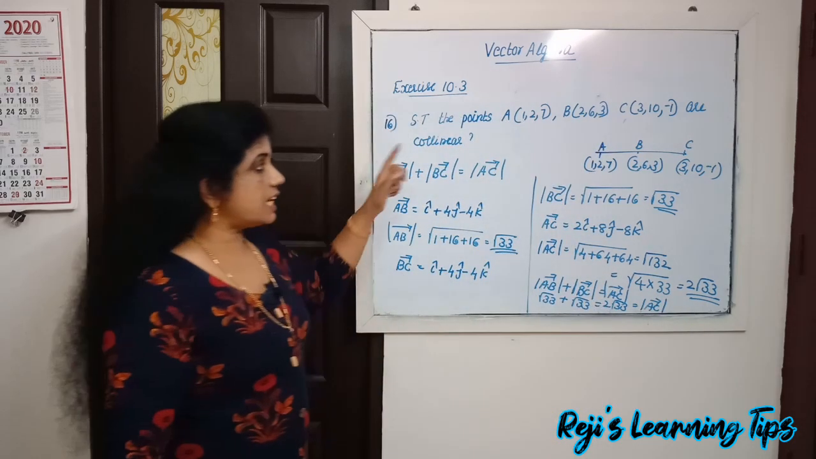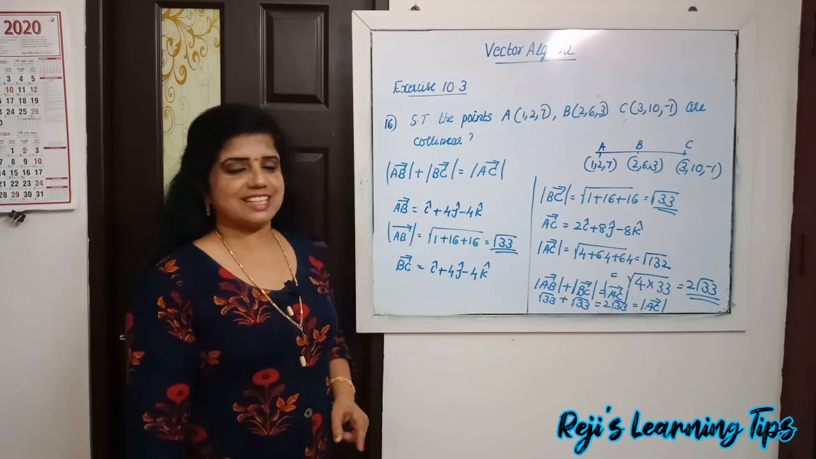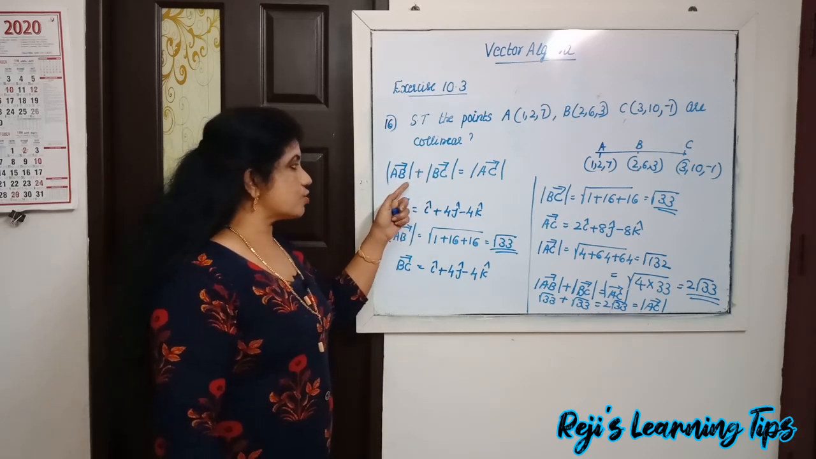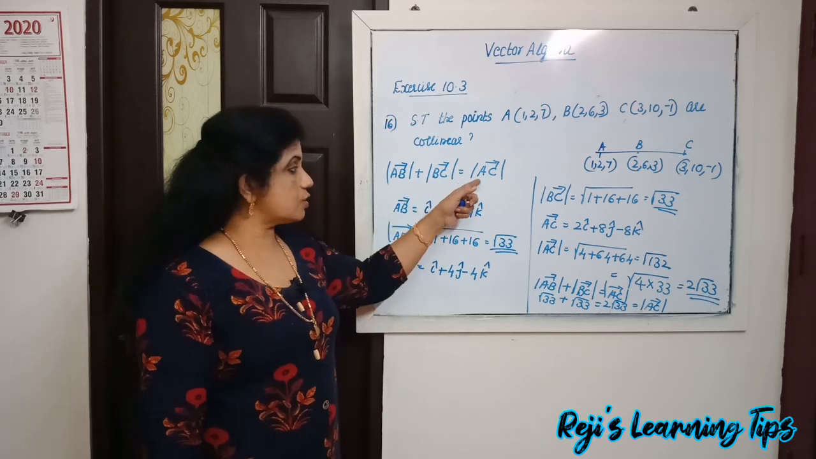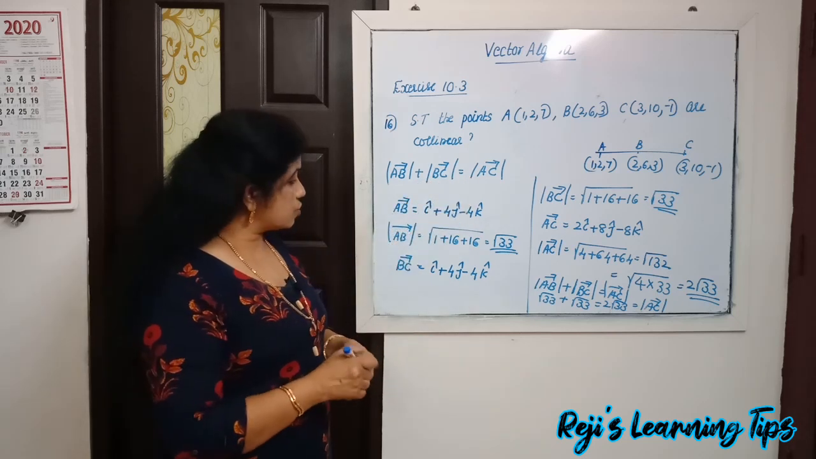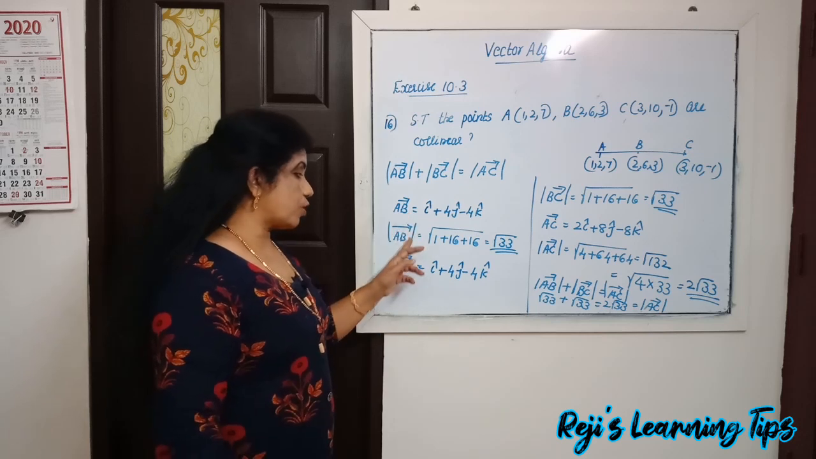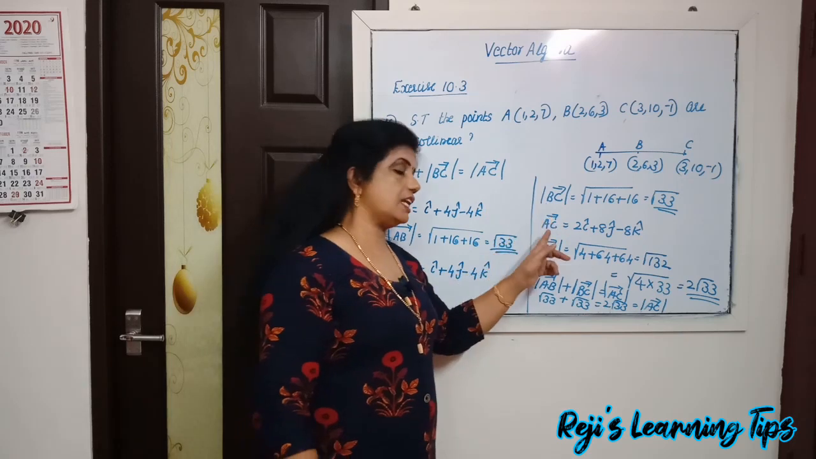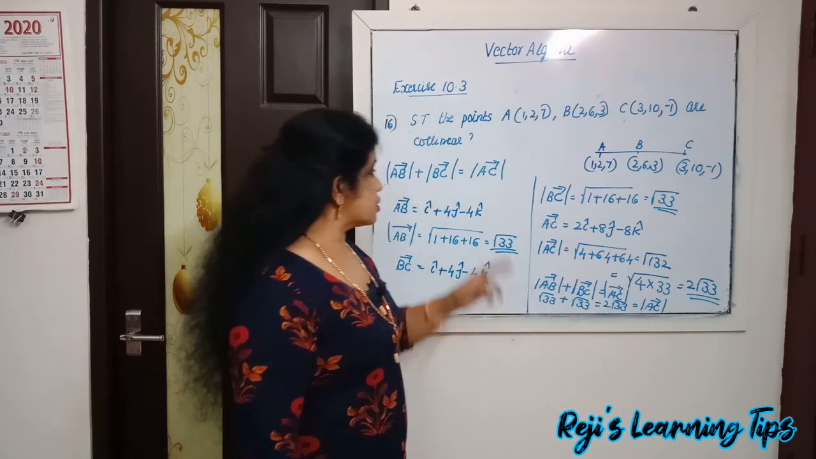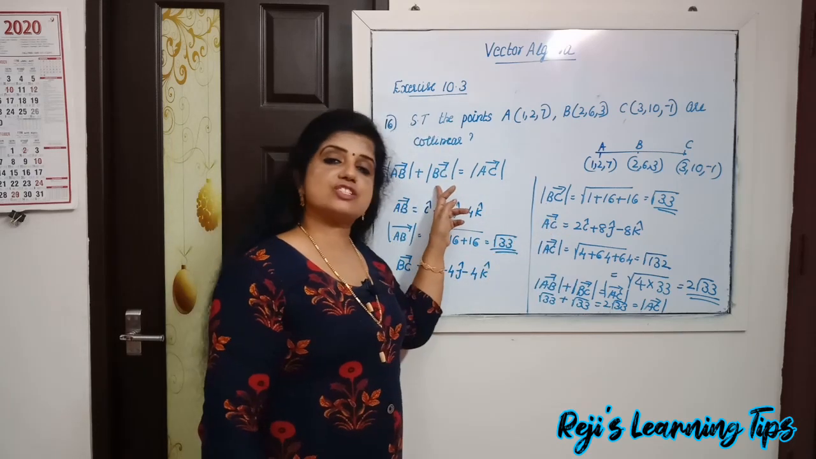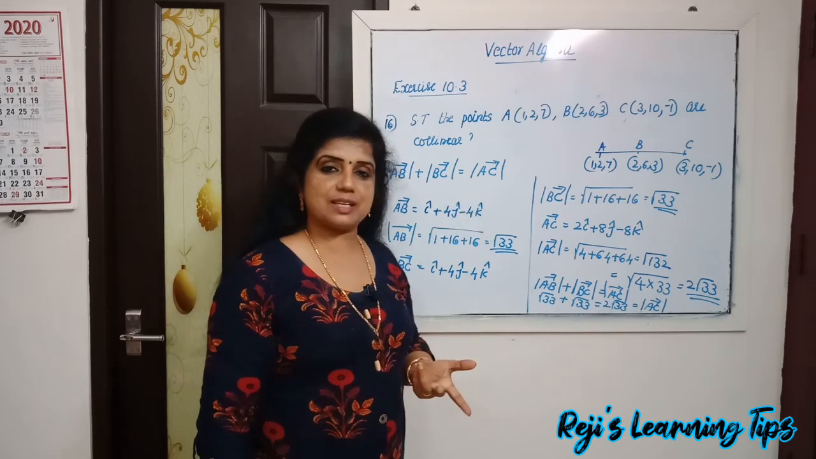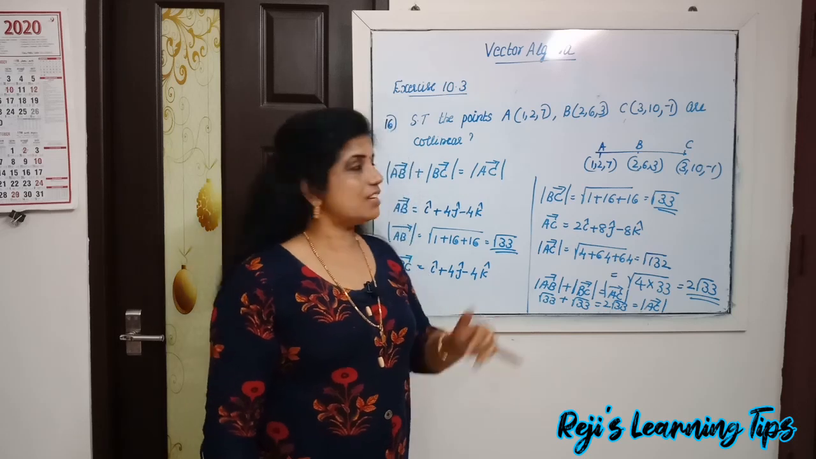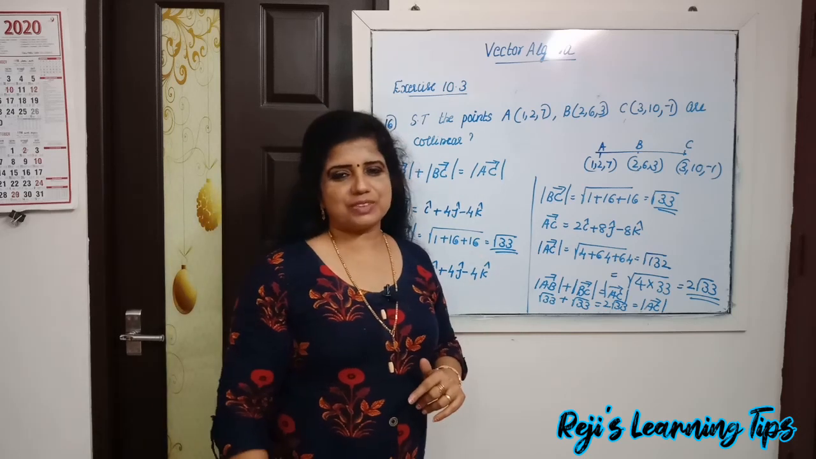Then we can say that A, B, C are collinear. Understood? A, B, C are collinear. The modulus of vector AB plus modulus of vector BC is equal to modulus of vector AC. First we should find AB, then its modulus, then BC and its modulus, then AC and its modulus. Then we should show that modulus of vector AB plus modulus of vector BC is equal to modulus of vector AC. So A, B, C are collinear. Understood? Okay, then we can see the 17th problem.